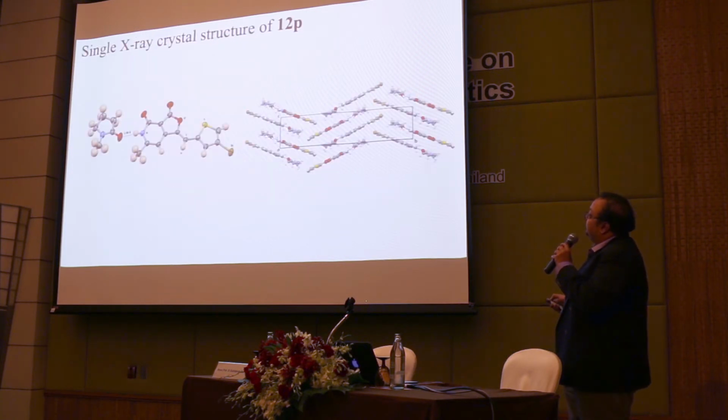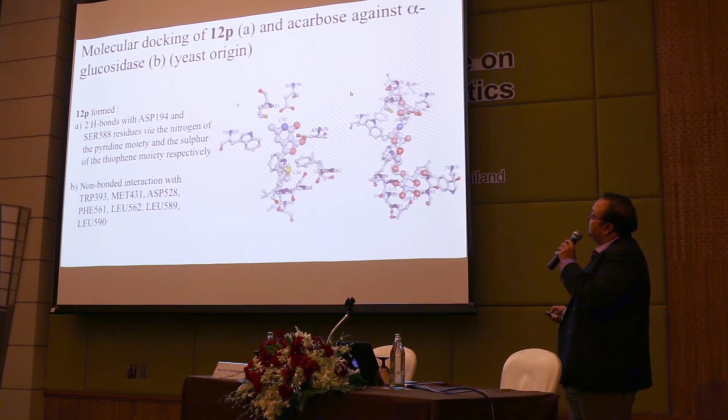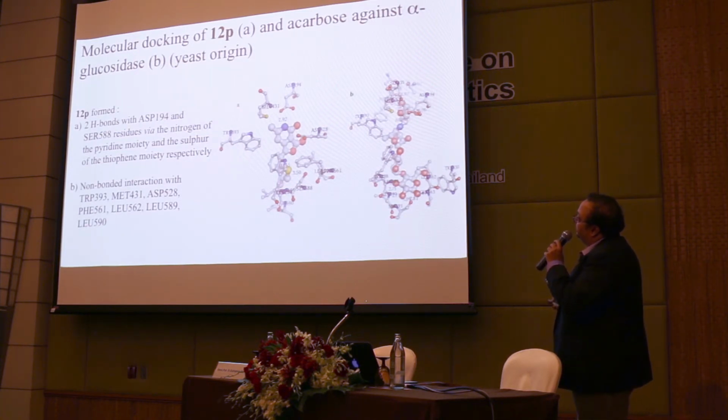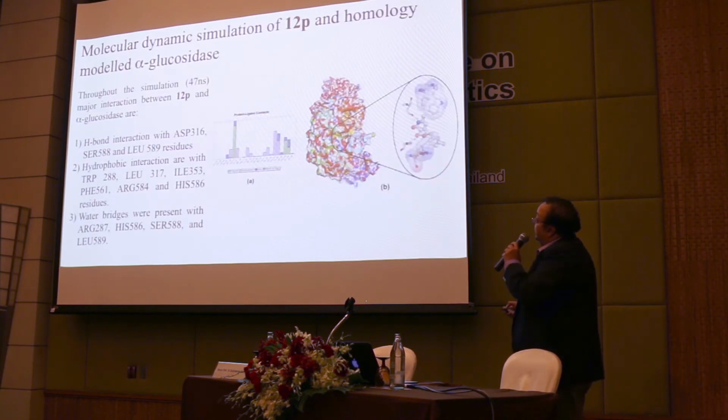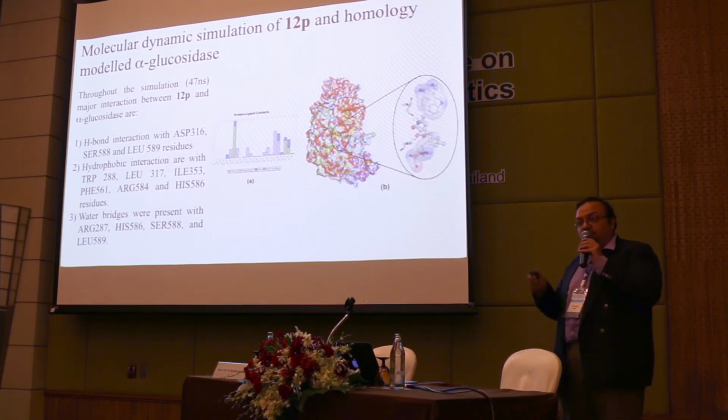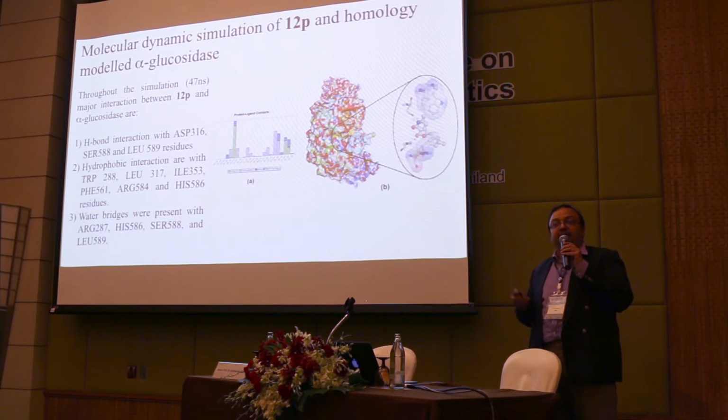Next, we did a normal X-ray crystal analysis to ascertain the structure of this molecule. And then we did molecular docking in order to understand the interactions 12P has with the alpha glucosidase. This is our molecule with the alpha glucosidase, and this is acarbose, which is the standard drug. As you can see over here, 12P forms 2 hydrogen bonds with aspartate and serine residues and non-bonded interactions with these residues. We also did a molecular dynamics simulation on the homology-modeled alpha glucosidase, and as you can see from the MD simulation, we have these H-bonding interactions and then hydrophobic interactions with these residues and water bridges. Now we are also utilizing the molecular dynamics simulation to understand the binding pattern, but I won't be able to talk to you about it at this point of time because that result is still in progress.